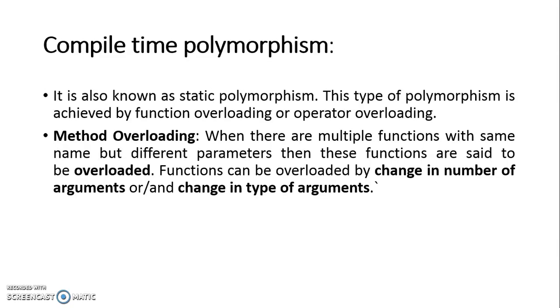Compile time polymorphism is also known as static polymorphism. This type of polymorphism is achieved by function overloading and operator overloading. What is function or method overloading? When there are multiple functions with the same name but different parameters, then these functions are said to be overloaded.